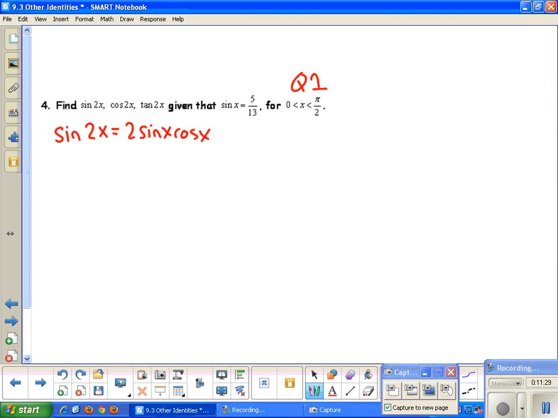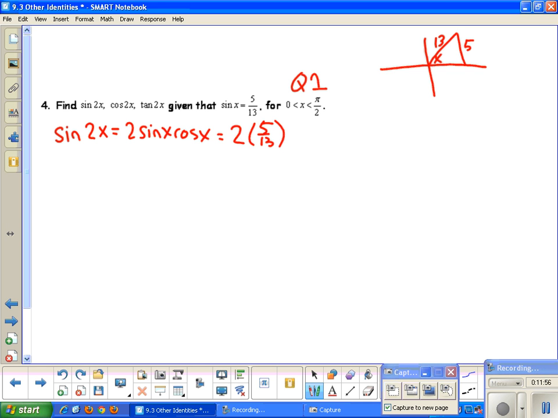So sine of 2x is equal to 2 sine x cosine x. So in this equation, the only thing that I know right now is what the sine of x is equal to. So 2 times 5 over 13. I do not know the cosine of x, but I can find it using my triangle or Pythagorean identities. So if I use my triangle, I know that I'm in quadrant 1. Remember, you make your triangle with your x-axis always, and this would be the angle, and sine is opposite over hypotenuse, which would be 13.